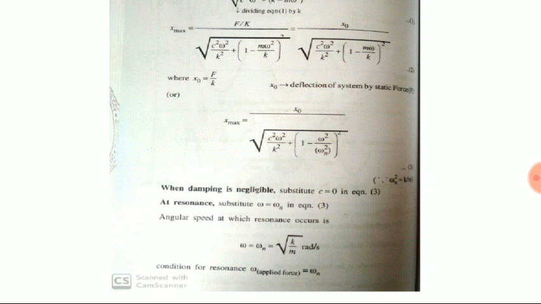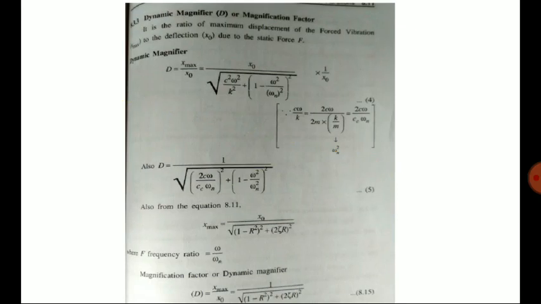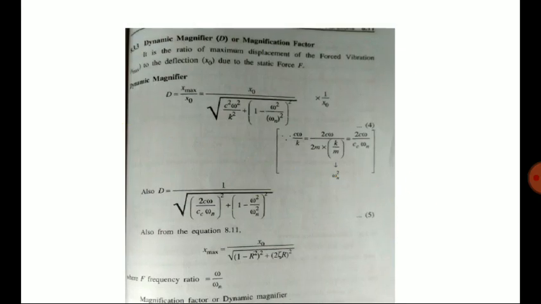And when resonance occurs, what will happen? Omega will be equal to omega n. So the second term will be equal to 0. So these are the different cases we have to consider. Then next we are moving to one more term, that is dynamic magnifier or magnification factor.